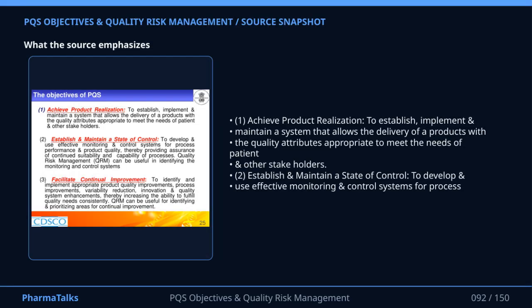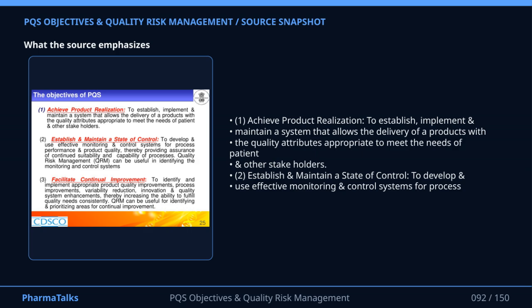On this slide, we're focusing on the key objectives of the Pharmaceutical Quality System, or PQS, along with the importance of quality risk management. The first objective is achieving product realization. This means establishing and maintaining a system that ensures the delivery of products with the right quality attributes, meeting the needs of patients and other stakeholders. Essentially, it's about consistently producing safe and effective products.